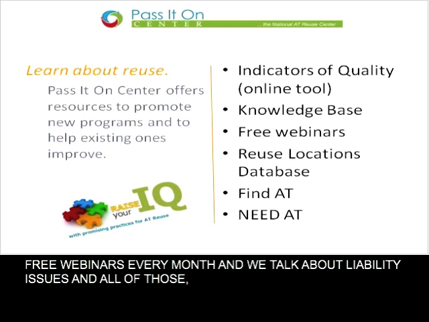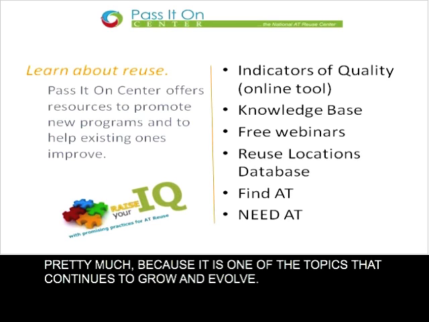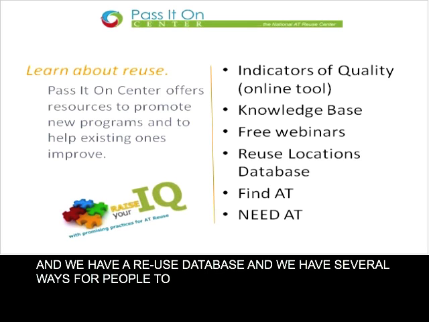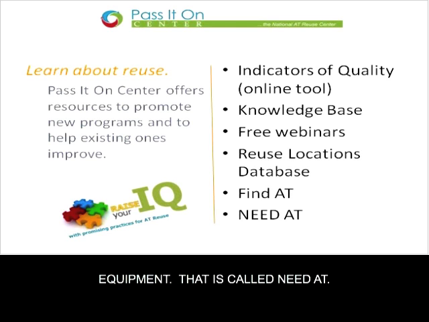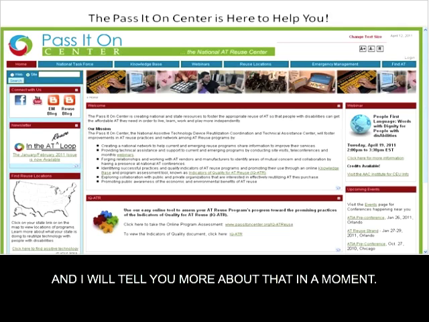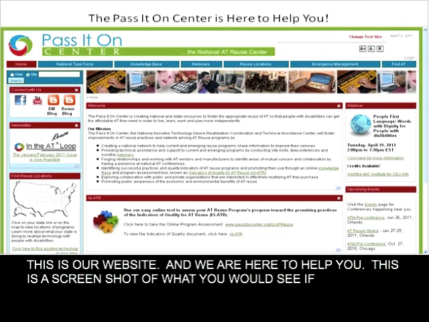We also do free webinars every month, and we talk about liability issues in all of those, pretty much because it's one of those topics that just continues to grow and evolve. We also have a reuse locations database, and we have several ways for people to find assistive technology, and we've just created a new national online exchange for equipment, and that's called Need AT. I'll tell you a little bit more about that in just a moment.